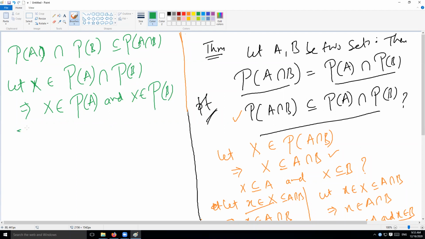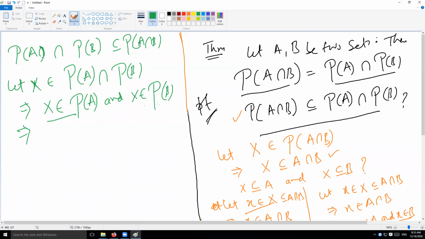Sir, can we say that what we did, x belongs to the power set of A intersection B, is just taking the reverse? You can say it, but not precisely reverse, and you have to show it. It is not enough to just say it verbally, I need a precise mathematical argument.